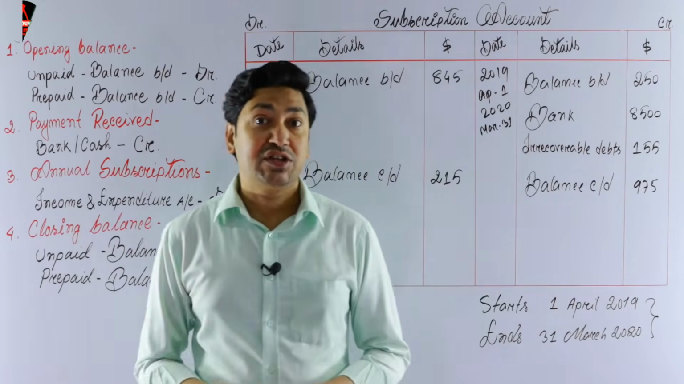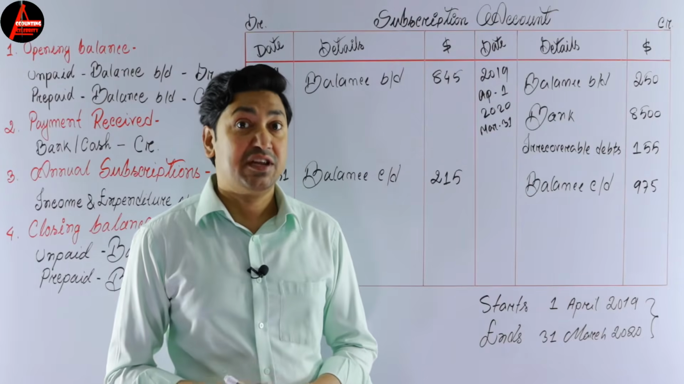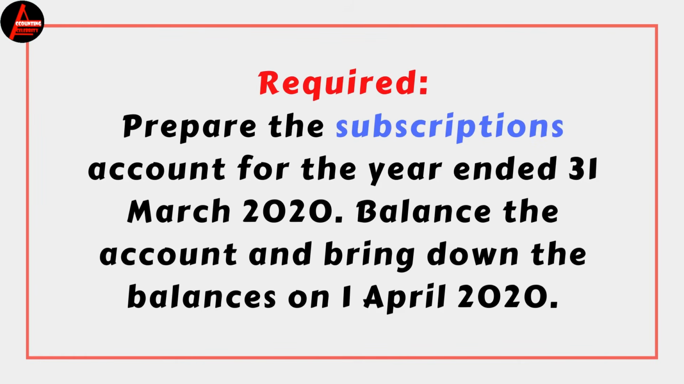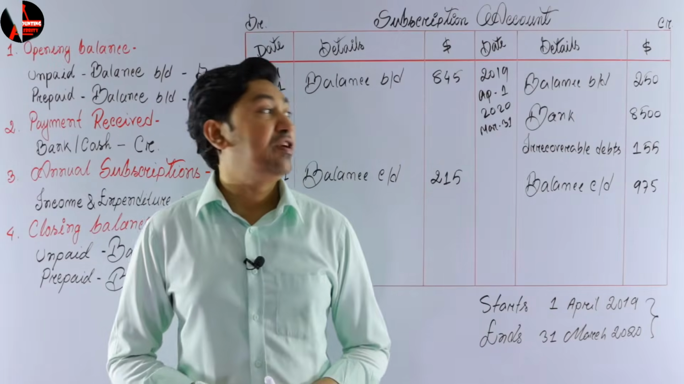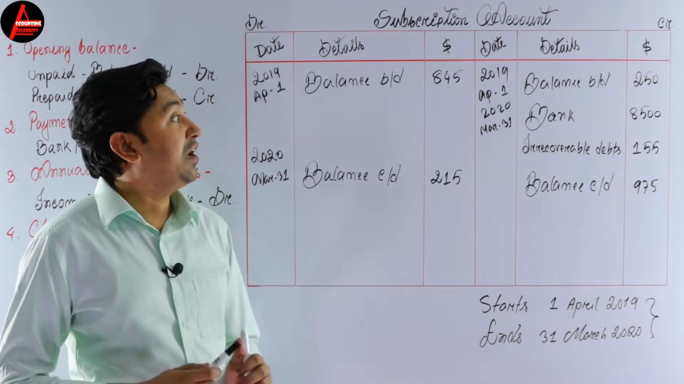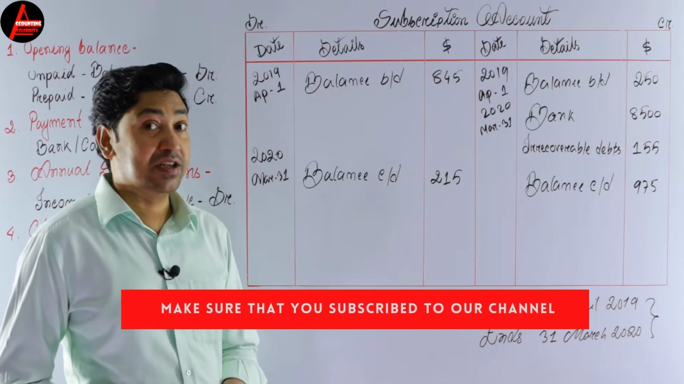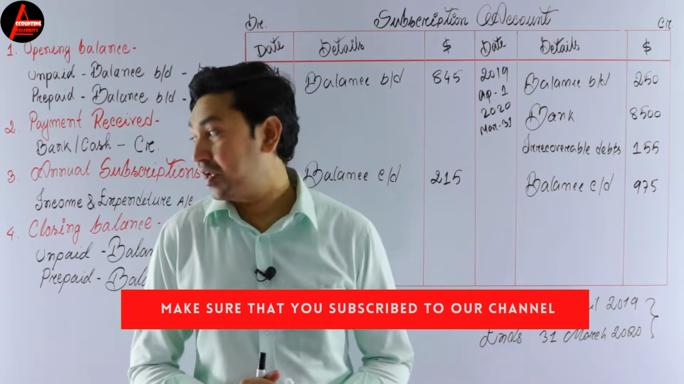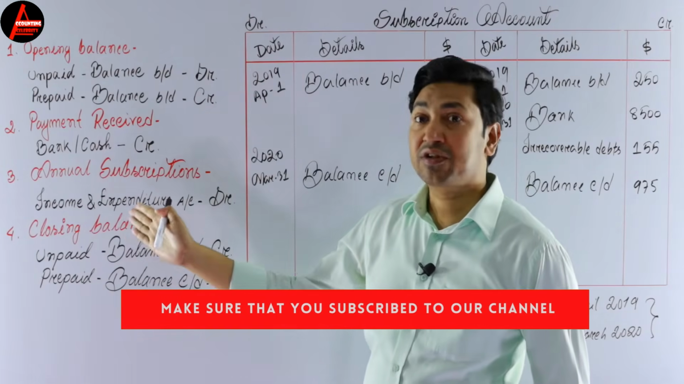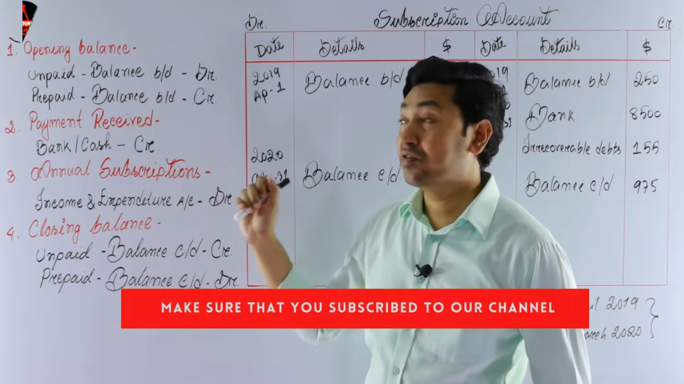Now what to do? Let us have a look at the question once again. What was our requirement? Prepare the subscription account for the year ended 31st March 2020, balance the account and bring down the balances on 1st April 2020. Okay, so here we recorded everything. Now we are required to balance this account, but the question is how to balance it. Okay, before balancing, one more thing. Here I told you these four items will be included here.